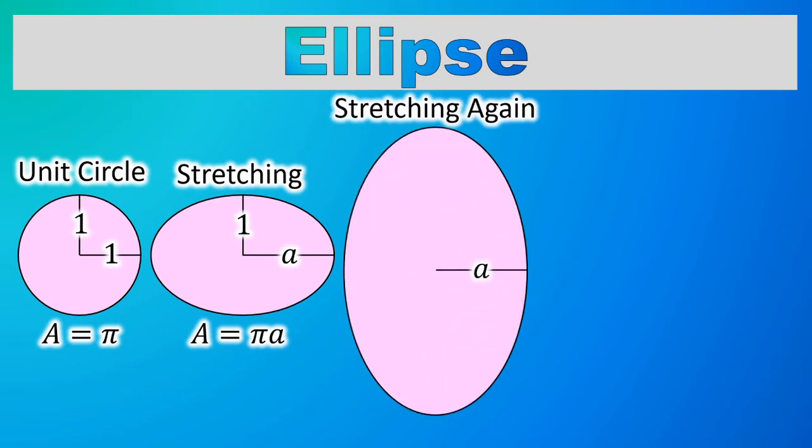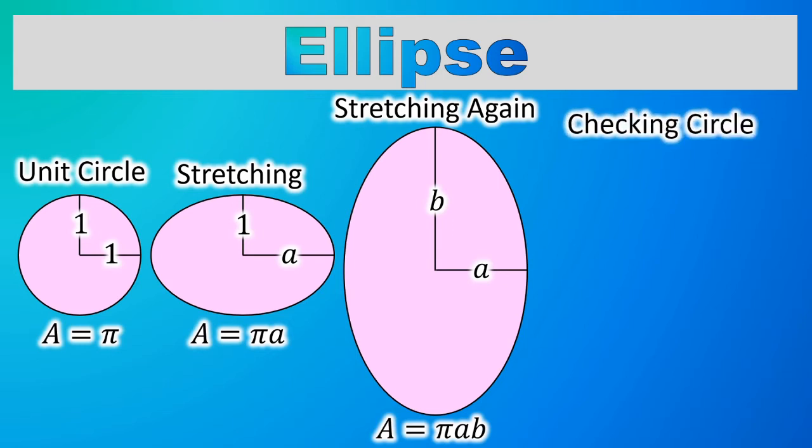So that means that this length is still A. However, we're stretching it vertically, so this length I marked as B would no longer be 1. It will be something other than 1, and so let's call that B. And so that means that the area would be pi AB. We're multiplying by B because we stretched it by B.